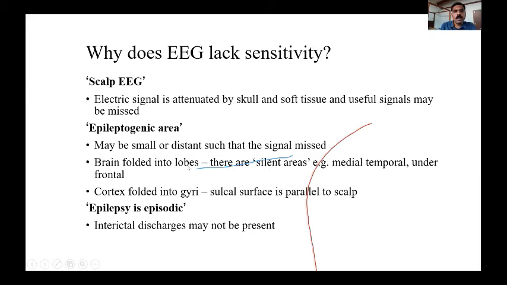Okay, like in the frontal lobe or in the temporal lobe, which is away from the scalp. So you can miss the discharges from these areas, and hence the EEG can be normal in a child with genuine epilepsy also. Okay, and as we all know, epilepsy is always episodic.